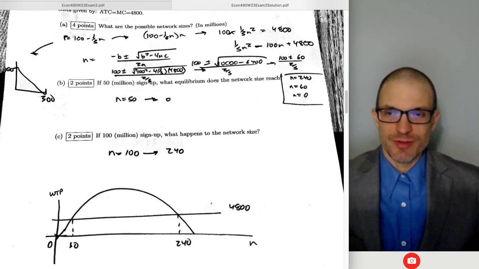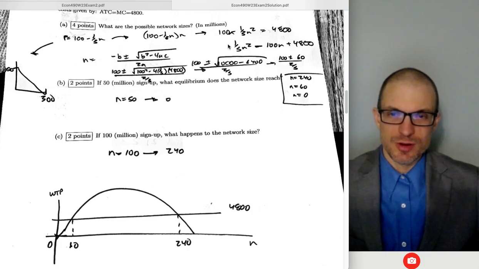That whole thing divided by 2a, right? And so the b term, okay, sorry. So this is the a term, 1/3. This is the b term, minus 100. This is the c term, 4,800. So we're just going to plug those things in.